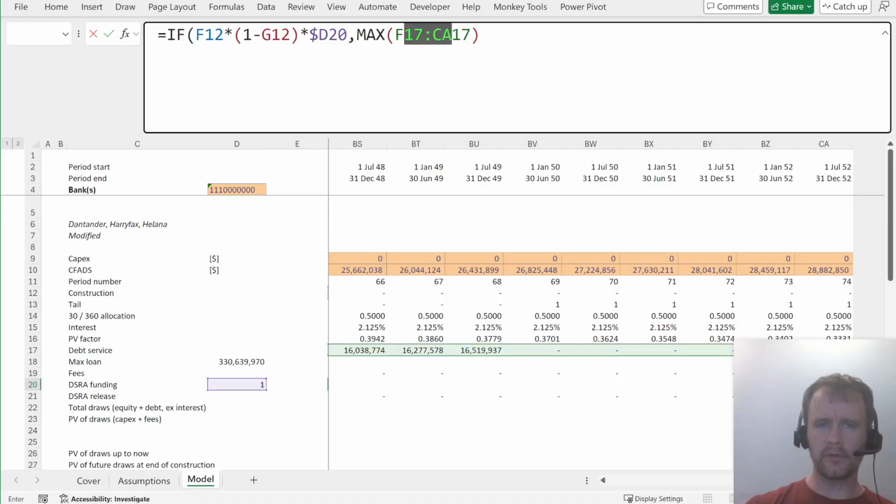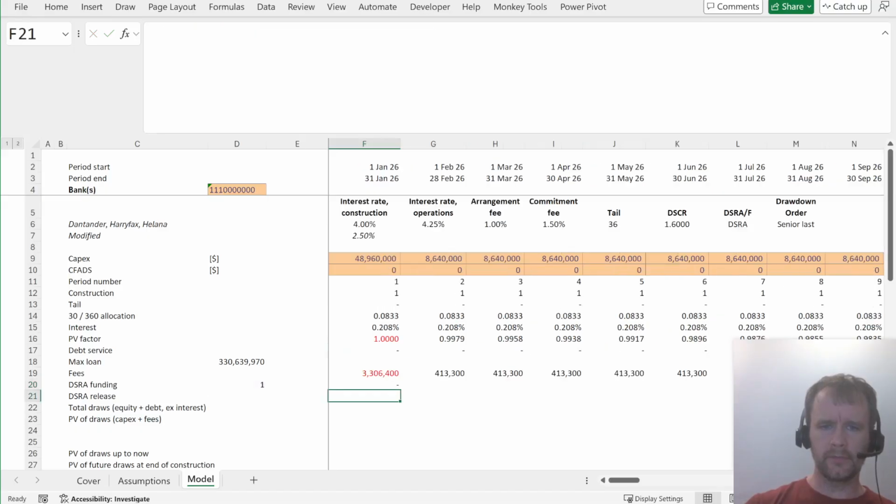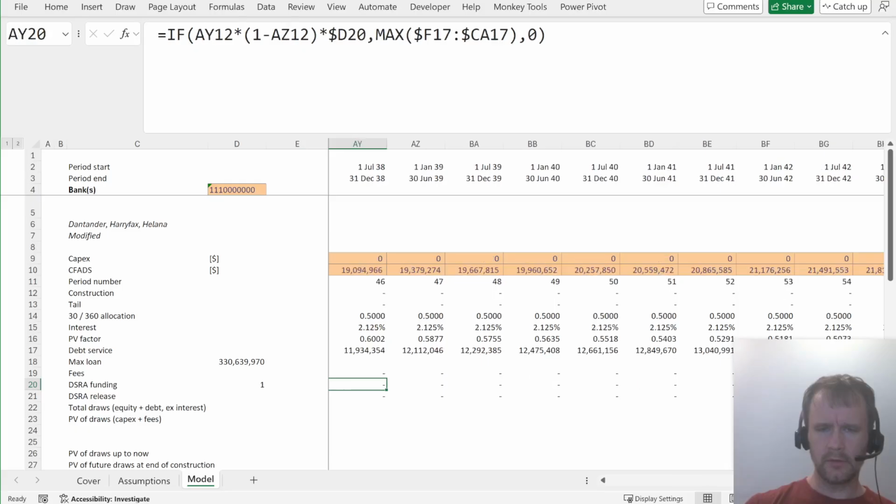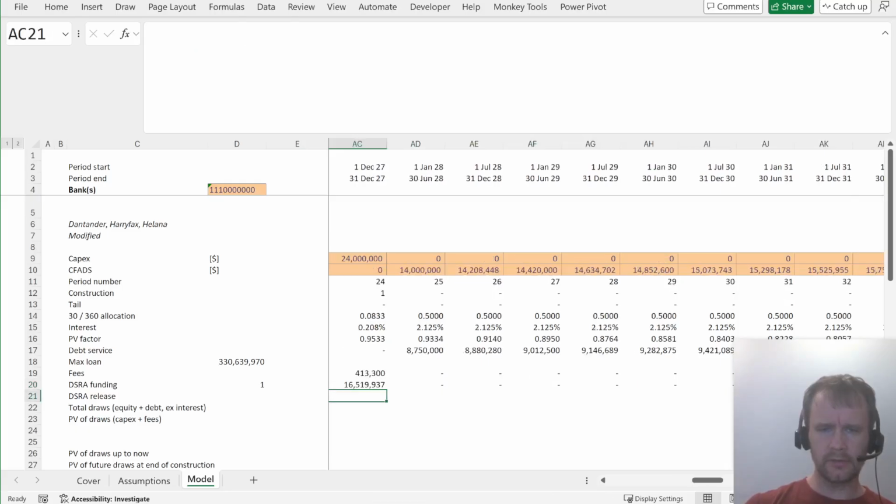Sorry, I need to lock this because I'm going to copy across. Otherwise 0. So we copy that across, and oh, I guess I haven't fully deleted this.